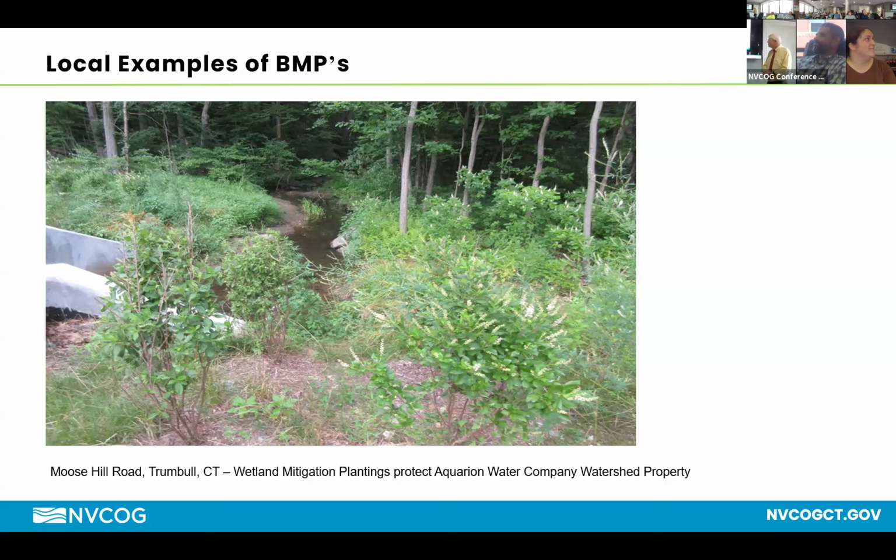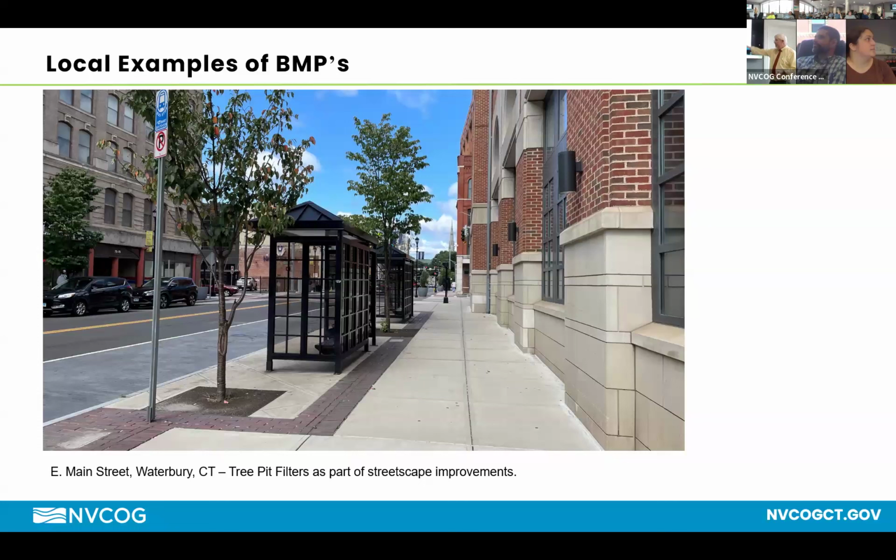Next slide, please. And in downtown Waterbury, they've got tree pit filters here that the NVCOG went out and took pictures of yesterday, as a matter of fact. It's very good. So they've got a permeable surface, I don't know if it's an asphalt or a permeable rubber, but it takes runoff from the sidewalk, lets it soak in there, and incorporates a pervious component in a streetscape. So the entire streetscape isn't pervious, but at least some components of it are.